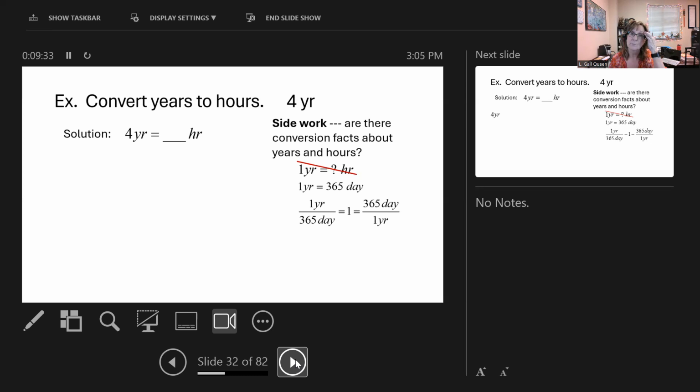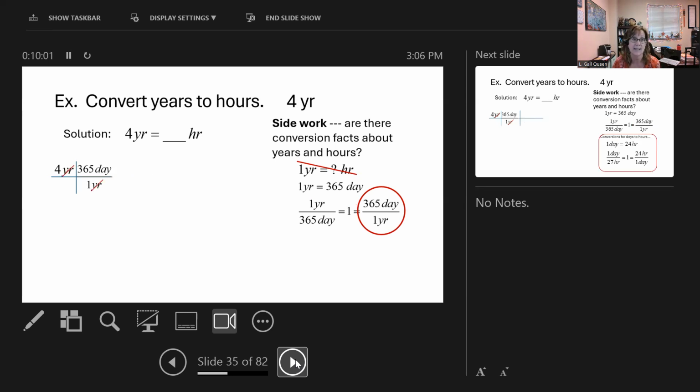So I'm going to set this up. Start with your original quantity, 4 years. Put it in the table and choose which of the 2 fractions you're going to multiply by. I'm going to multiply by 365 days over 1 year. Why did I make that choice? Do you see how the units of years appear on the top, and the units of years appear on the bottom? So those units of years are going to cancel and go away. That's what we want to happen. I don't want years anymore. I want the years to go away.